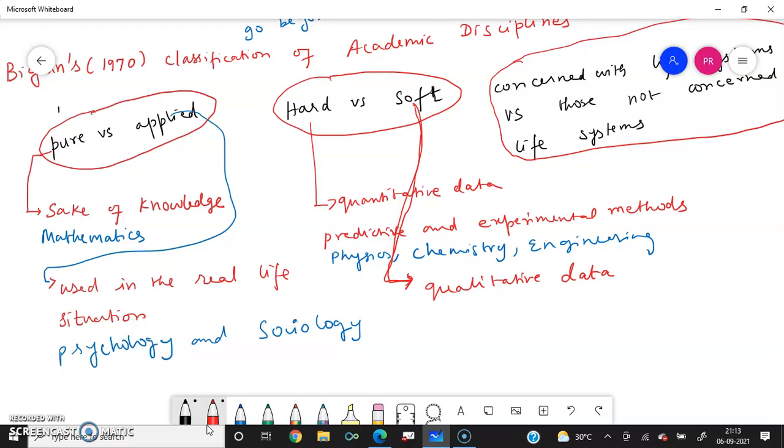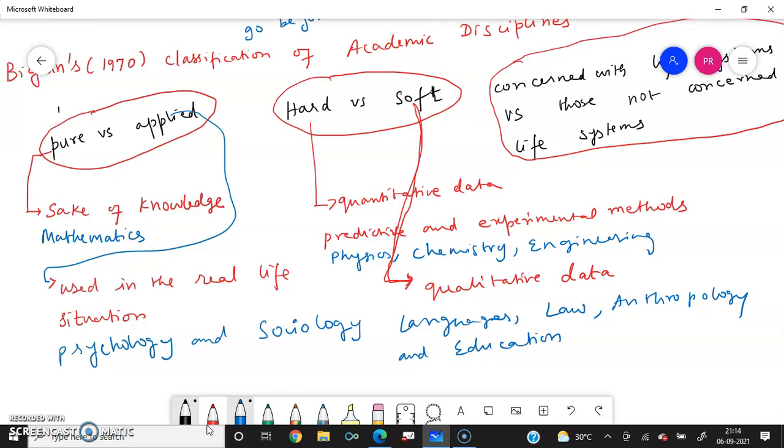For example, languages, law, anthropology, how human beings learn, that is education, where quantitative data is not given much importance. Qualitative data is given much importance. This is known as the soft discipline. Character development, how it is used for character development and critical thinking, all this comes under this.